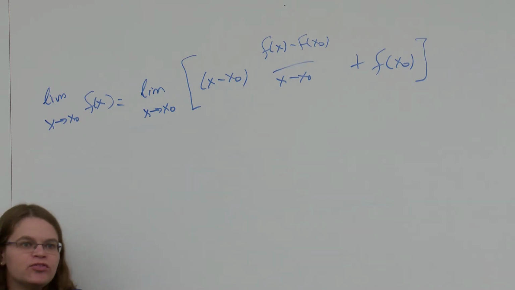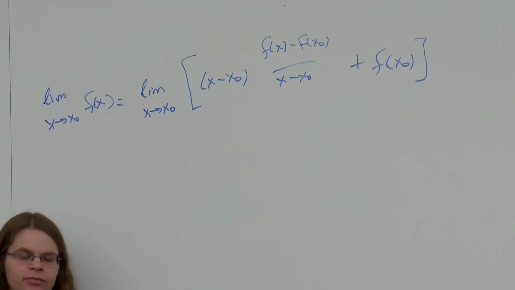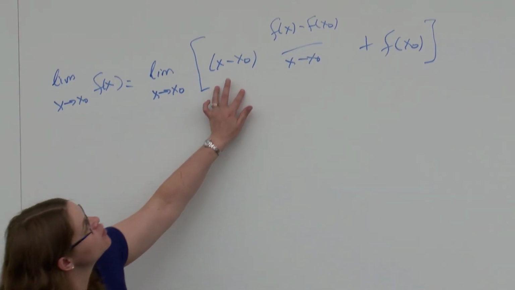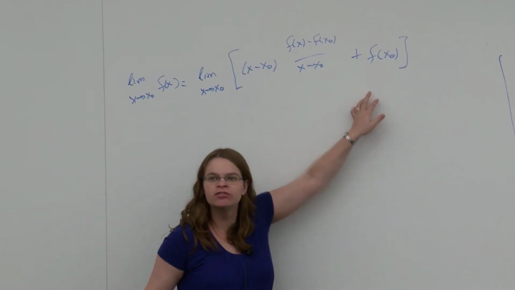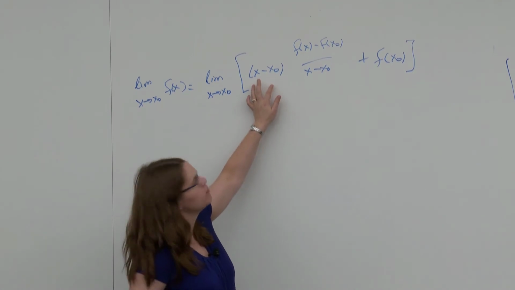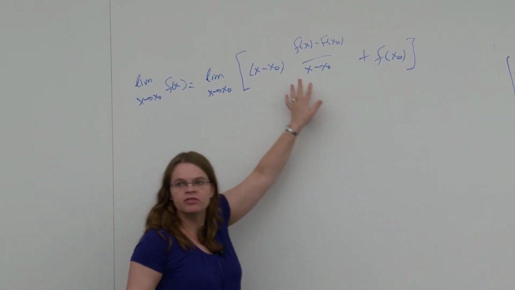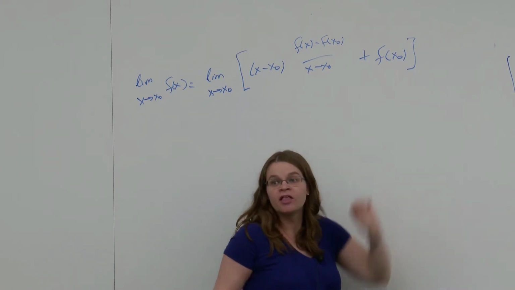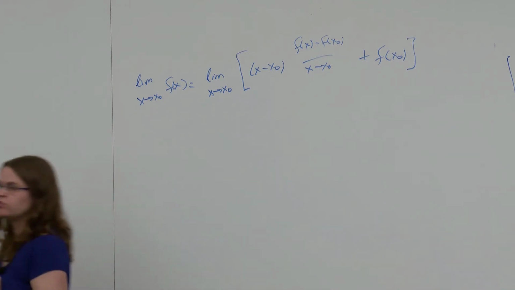Now, the good news is we know a little bit about limits, right? This isn't just a complicated expression we have to evaluate. It's a complicated expression made up of much simpler expressions. And we know this has a well-defined limit, this has a well-defined limit, this has a well-defined limit. That means we're allowed to break these things up.